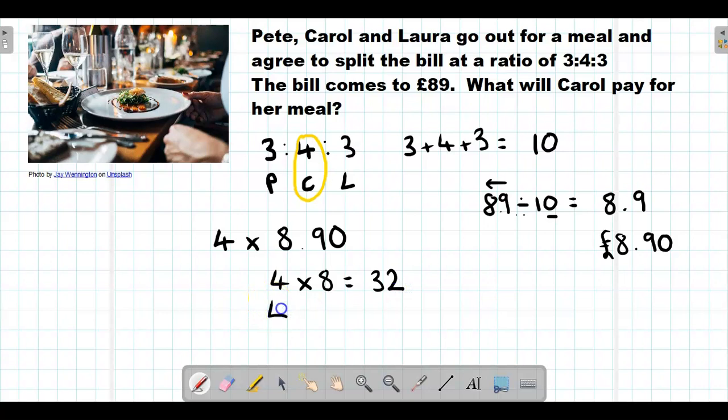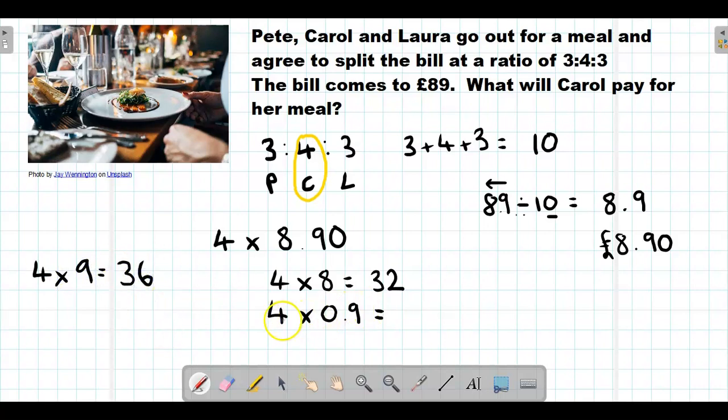I've then got to do 4 times 0.9 or 90p, haven't I? Now there's 2 ways you could go about this. If you can do it mentally because I know my 9 times tables, I could work that out. And I might actually use that to help me. So, changing 0.9 to 9, do I know what 4 times 9 is? I do. 4 times 9 is 36.